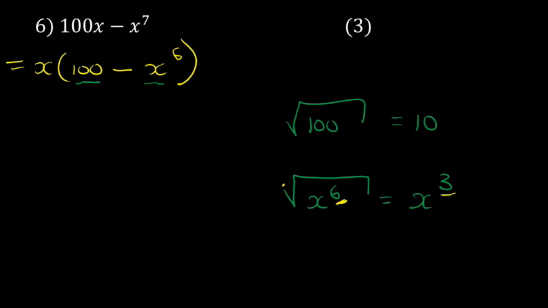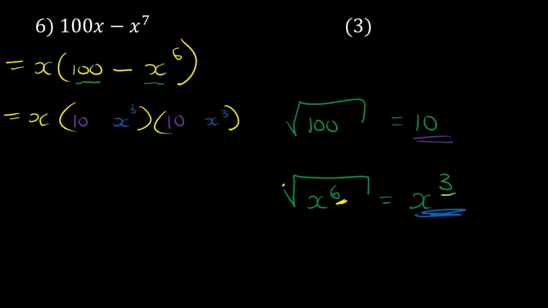Right, so now I can do a difference of two squares. I'll have x, then I'll open two brackets, right? So this 10 will come here, so I'll have 10 here and 10 here. Then this one here, which is x to the power of 3 or x cubed, means I have x cubed here and also x cubed here. And then all that you need here is a plus and a minus. And that's your answer.